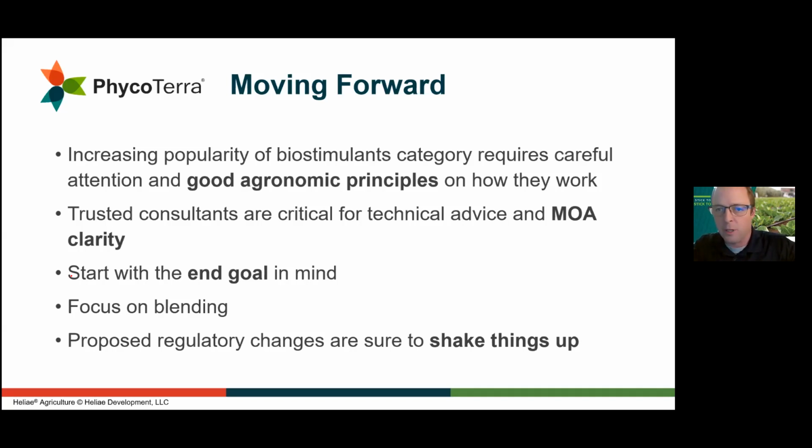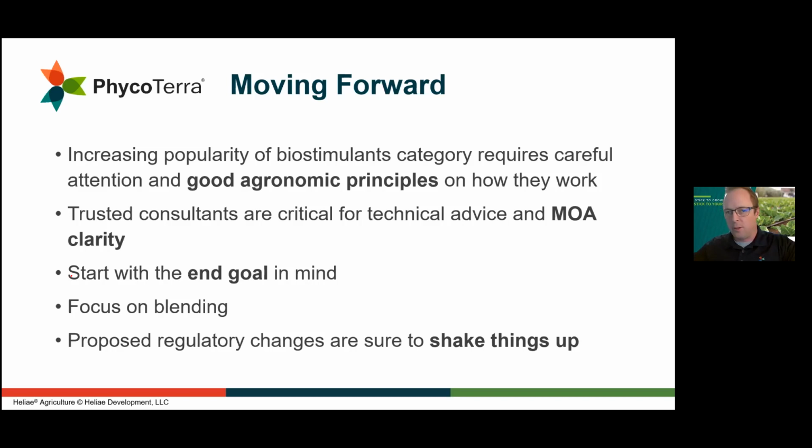I like to focus on blending. How do I put these complementary modes of action together? I've mentioned the humic and the PhycoTerra. That's a dynamite combination. We see good synergy in the field with that. The humic acid complexing the nutrients, keeping them in the root zone. The PhycoTerra feeding the microbe, waking them up, putting them back to work for you. So there's lots of different permutations of this blending. And I think that's for having that end goal in mind and thinking about what can I do in my blend to put my different modes of action together.